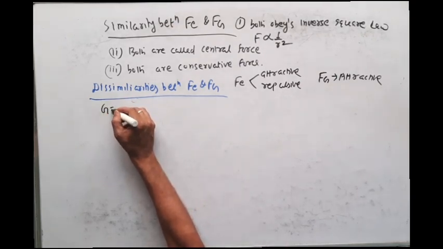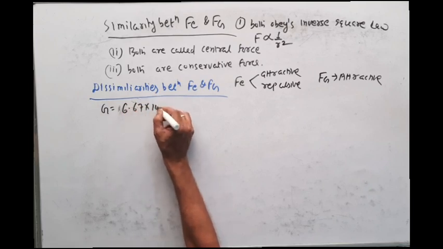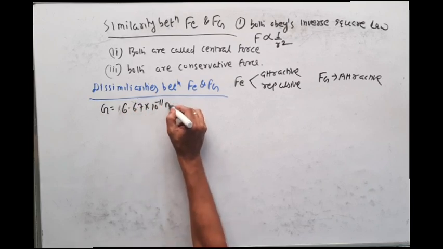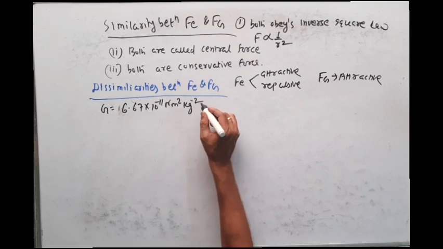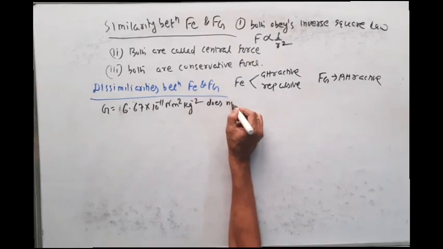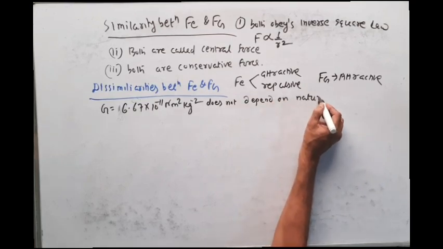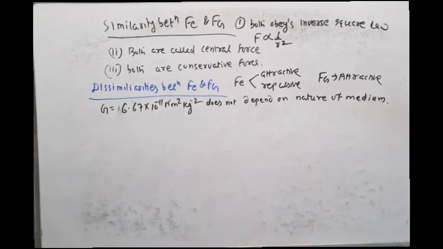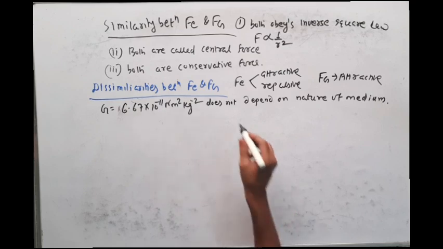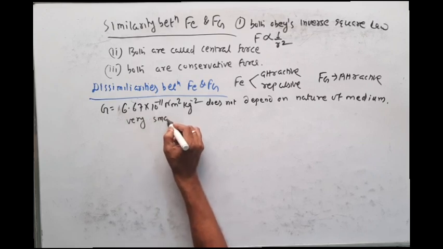And what is the value of the gravitational constant? G is equal to 6.67 10 to the power minus 11. What is the unit? Newton meter square kg minus 2. This gravitational constant does not depend on the nature of the medium. It is always constant. That's why it is called a universal constant. Everywhere this G value remains constant. And generally this value is very small.